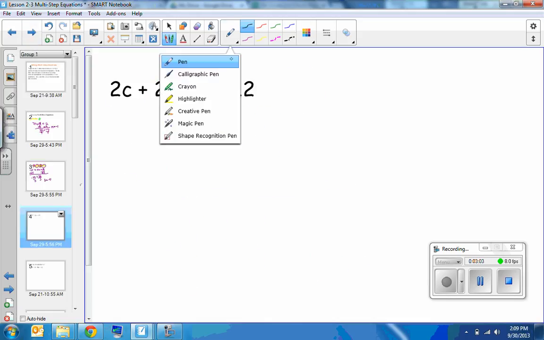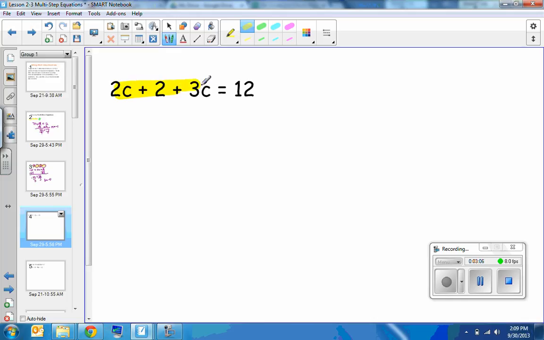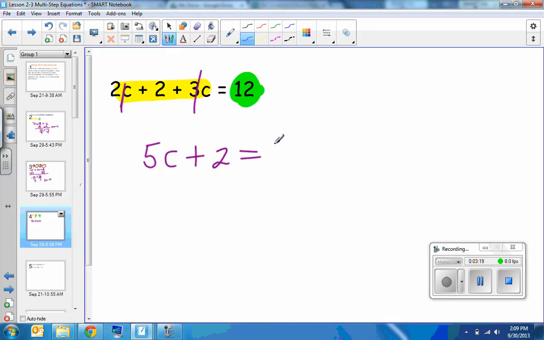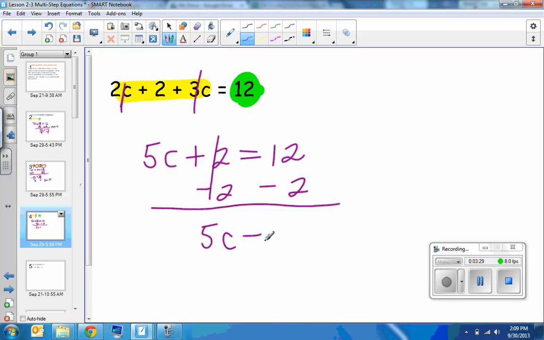So again, this is one side of the equation. This is the other side of the equation. So I'm going to combine like terms. A positive 2c plus a positive 3c is 5c plus 2 equals 12. Opposite of adding is subtracting. So I'm going to subtract 2 from both sides. Bring down my 5c equals 10. Opposite of multiplying is dividing. So I'm going to divide by 5 on both sides. And c equals 2.